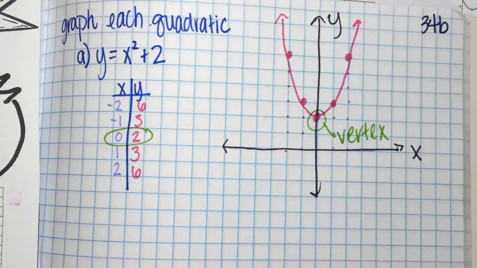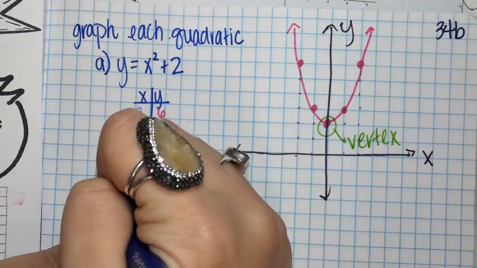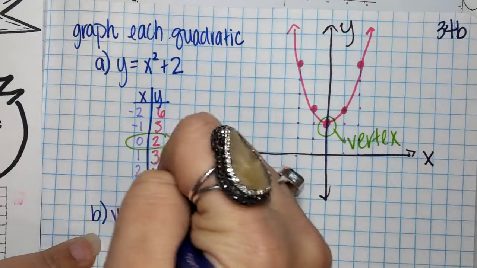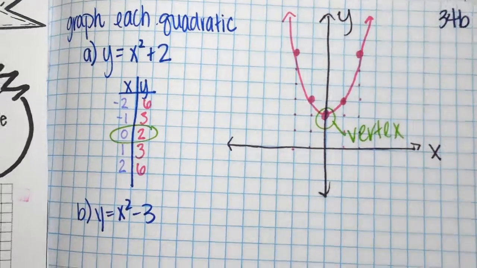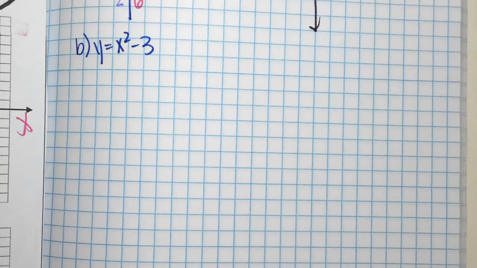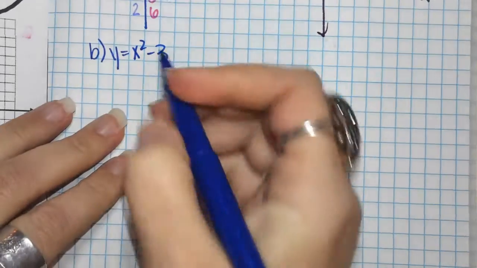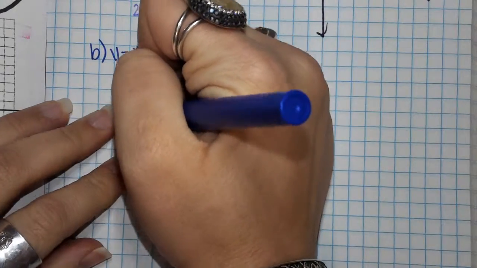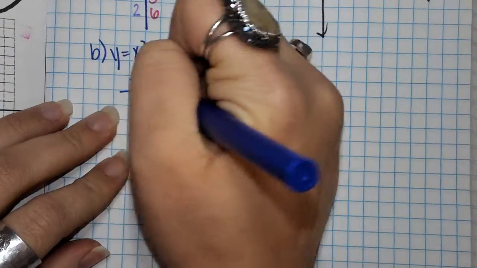All right, let's see what would happen if we did y equals x squared minus 3. What do you think that one's going to do? Go down. Down how many? 3. Good, because I said 2 because I'm a crazy person. We know you're crazy.